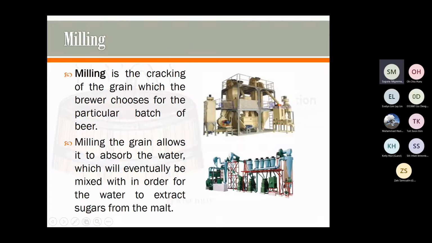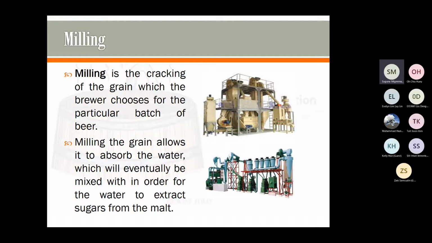Okay, so from there it will go into milling. This milling process is important. Milling means cracking the grain. So from this full grain, basically it will be cracked. And before it goes to the brewer, the brewer will choose for a particular batch of beer.